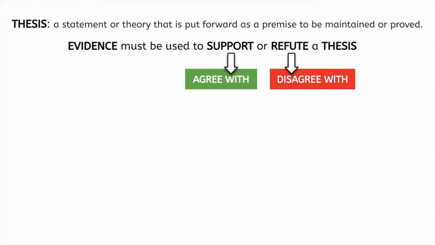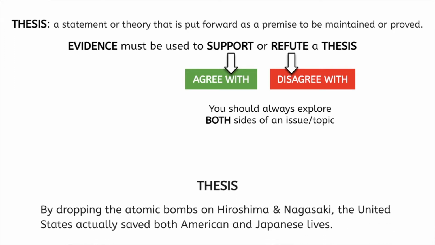To support a thesis obviously means that your evidence agrees with whatever your thesis is. When you refute something, that means you disagree with that thesis, that you can provide evidence to argue against it, that the thesis is not accurate or true. In any good research, though, you should always explore both sides of an issue or topic. If you're only providing evidence to support a thesis or to disagree with it and refute it, then you're actually being biased. You have to find evidence for both sides of your argument.